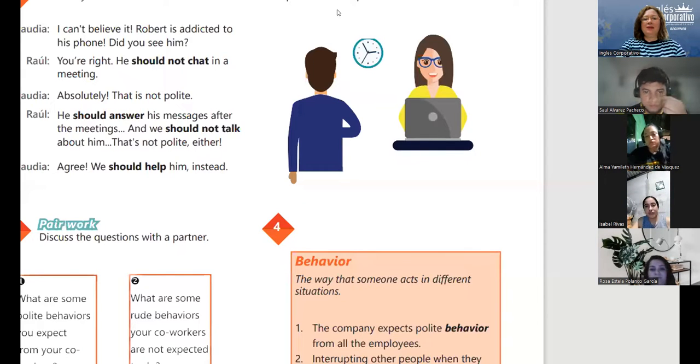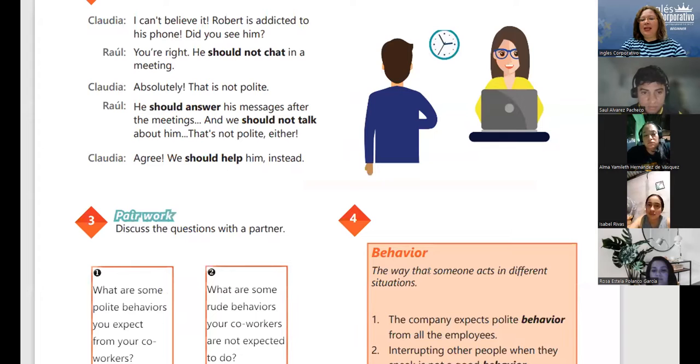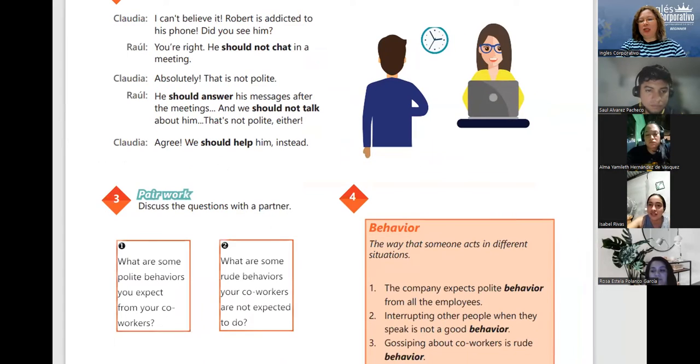Okay. Here it is, right? The way that someone acts in different situations. Veamos los ejemplos. Let's look at the examples. We have three examples here. Can you please read the first example, Isabel? Okay. Number one.